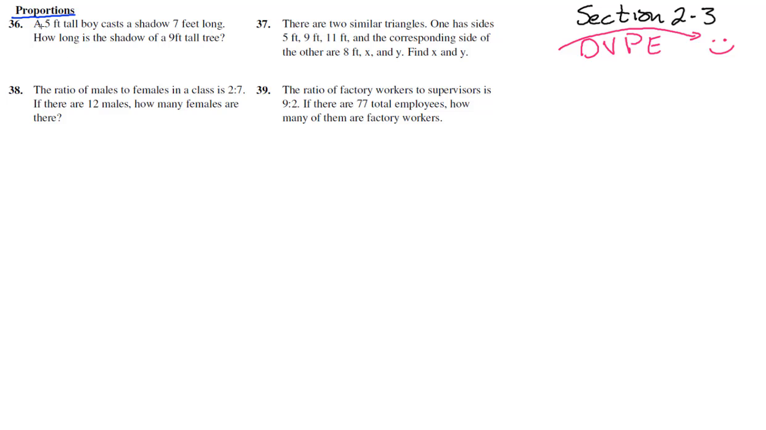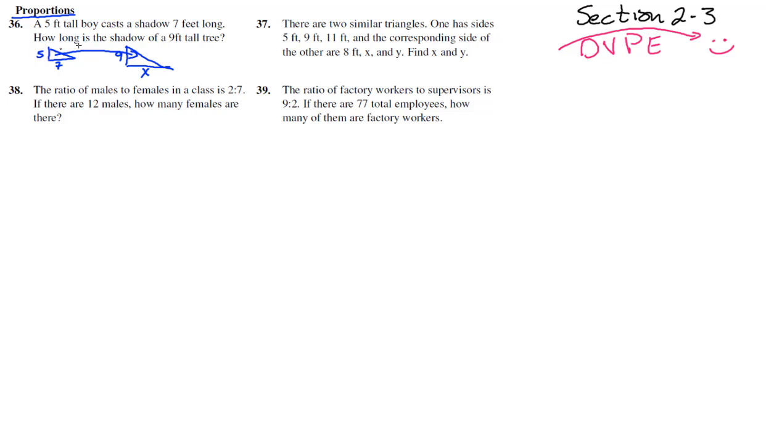In number 36 here, we have a 5-foot boy casts a shadow 7 feet long. And over here we have a 9-foot tree, and that's our X. We don't know what that is. So we're like, oh shoot, what do we do? This is where a proportion comes up. This is going to be a common ratio: whatever we times 5 by to get 9, we're going to times 7 by to get X.